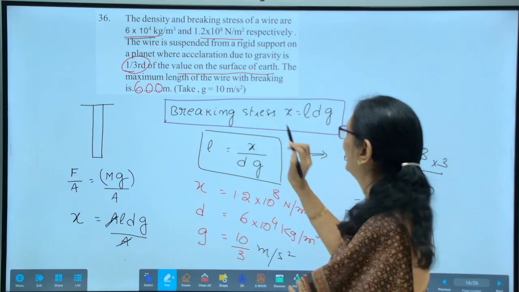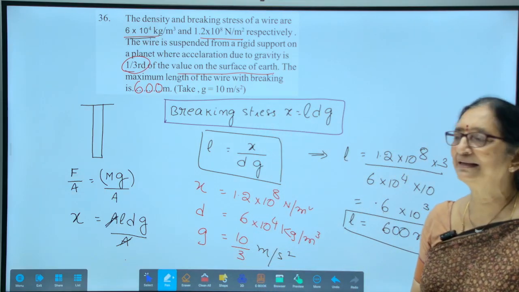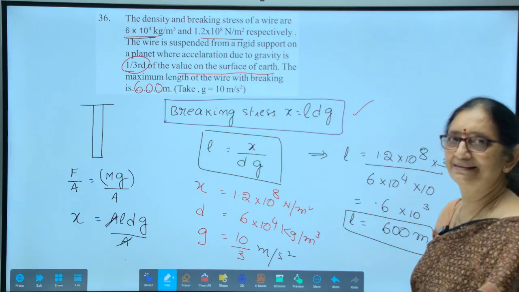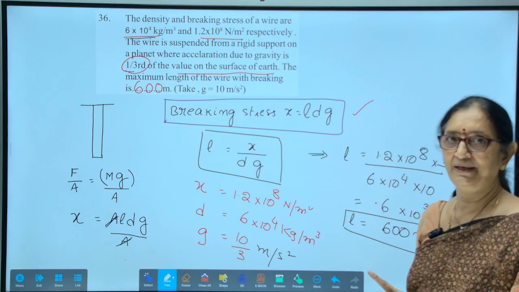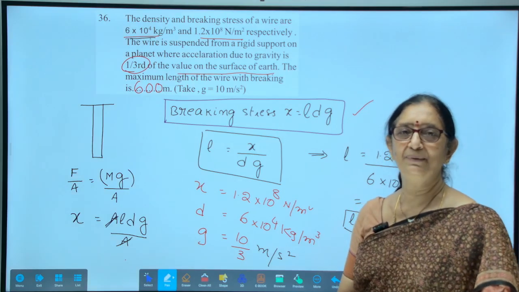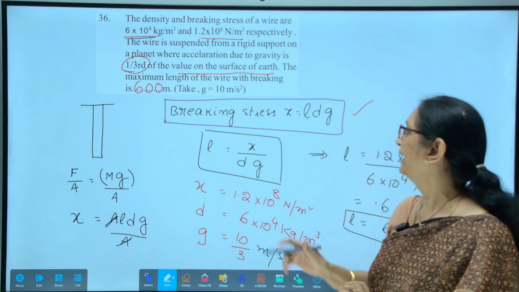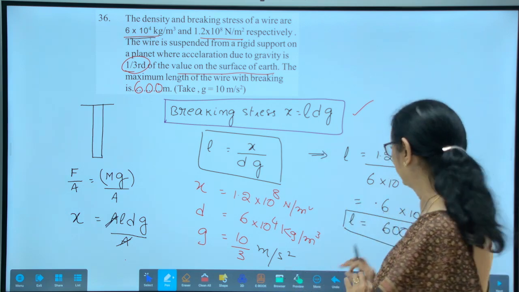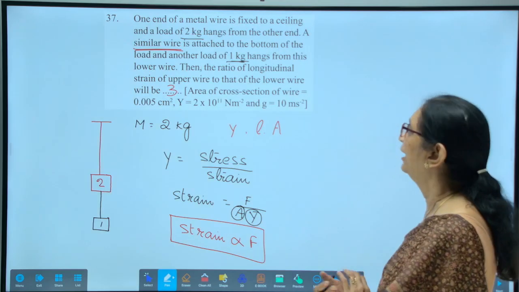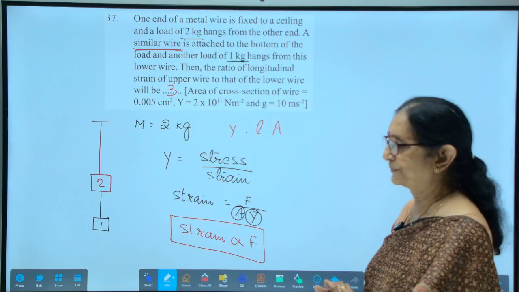Okay, so breaking stress when a rope is hanging under its own weight is X is equal to L D G, where L is the maximum possible length of the rope, D is its density, and G is acceleration due to gravity on that planet. Move on to the next problem.